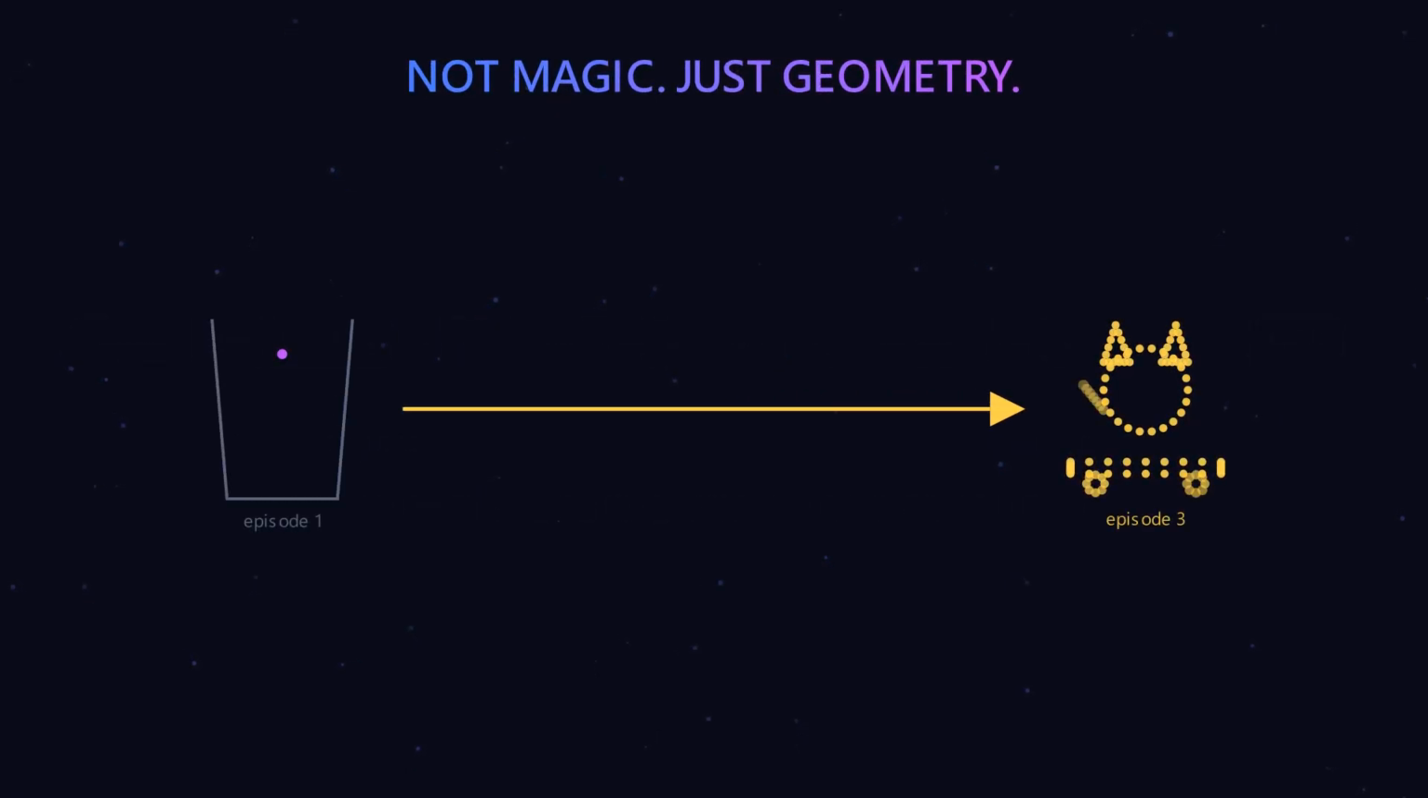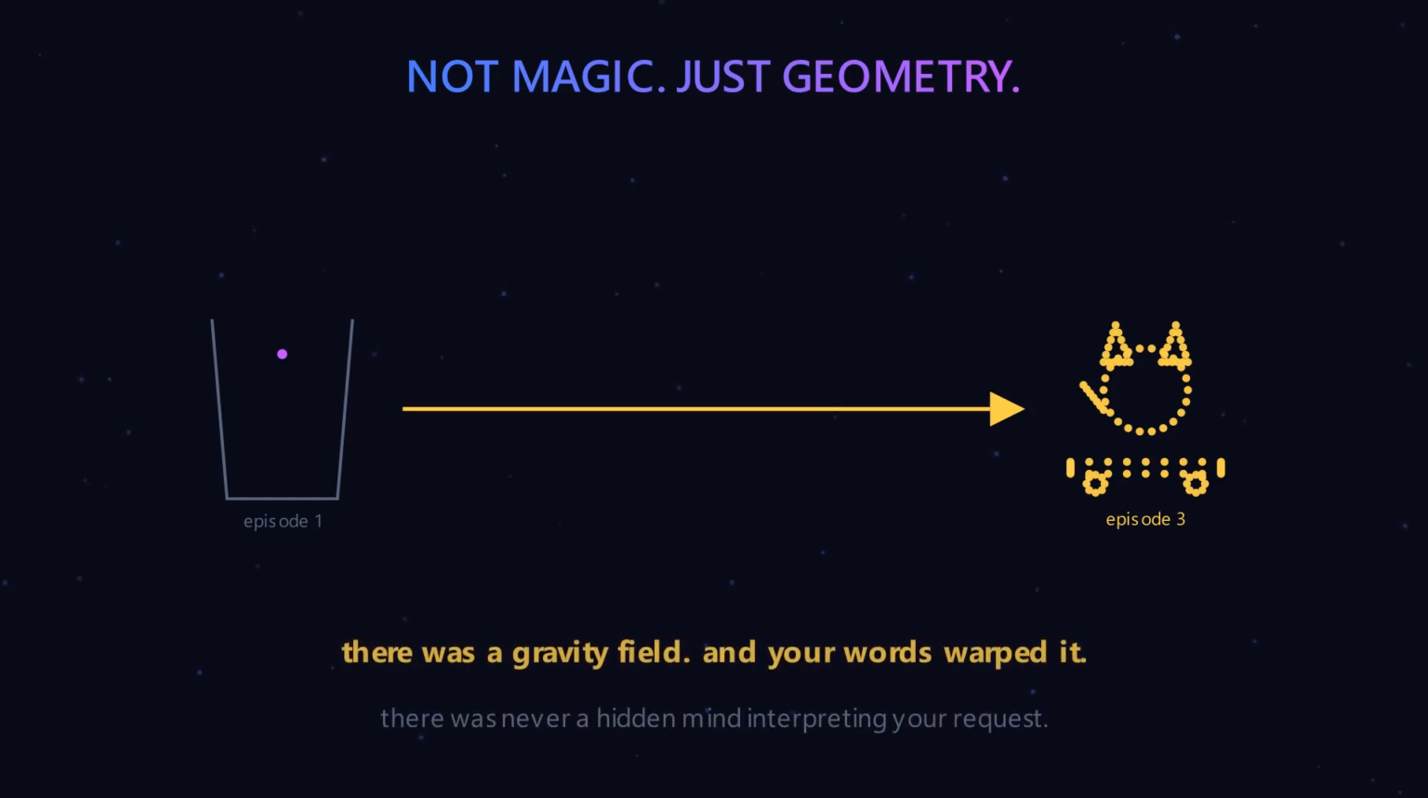3 episodes ago, this all started with a single ink drop spreading in a glass of water, pure entropy, nothing controllable about it. And now, arrow by arrow, subtraction by subtraction, we've traced the entire path from that ink drop to a specific cat on a specific skateboard, appearing on command because you typed 4 words into a box. There was never a hidden mind in there interpreting your request. There was a gravity field, and your words warped it. Every diffusion model you'll ever use, Midjourney, Stable Diffusion, whatever comes next, is running exactly this. An observable, buildable, fully explainable machine. Not magic, just vectors, finally, learning to listen.